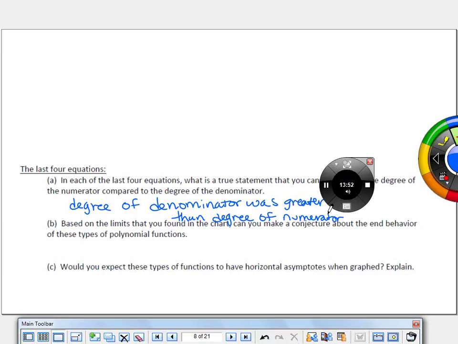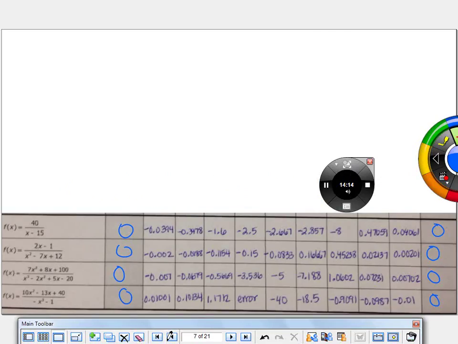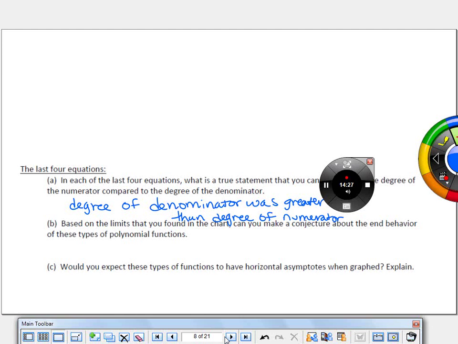So based on what we just looked at in the chart with the end behavior, what would you tell someone? When I look at a function where the degree of the denominator is greater than the numerator, here's what I expect from the end behavior. What did we say? What did we see show up? We just filled it in together. What did we see show up? Look closely. Okay, they're all 0 here on this end and on that end. So based on the limits we found in the chart, our conjecture about end behavior would be that the function's always approaching 0 at both ends.